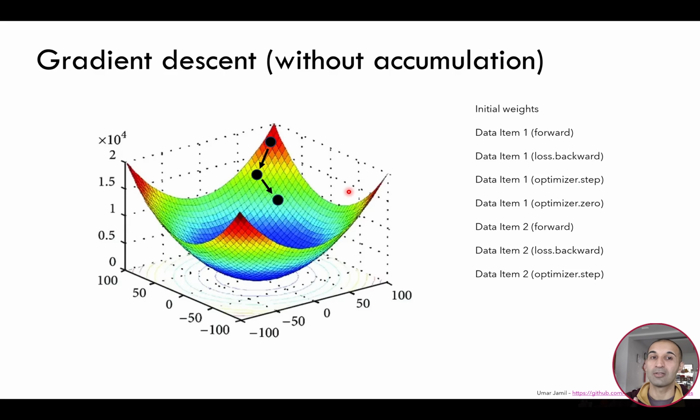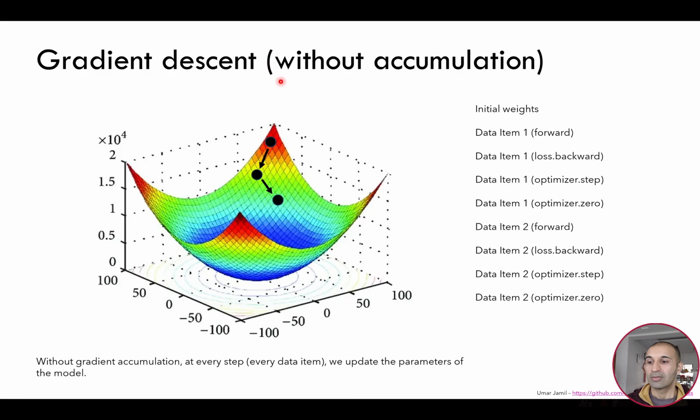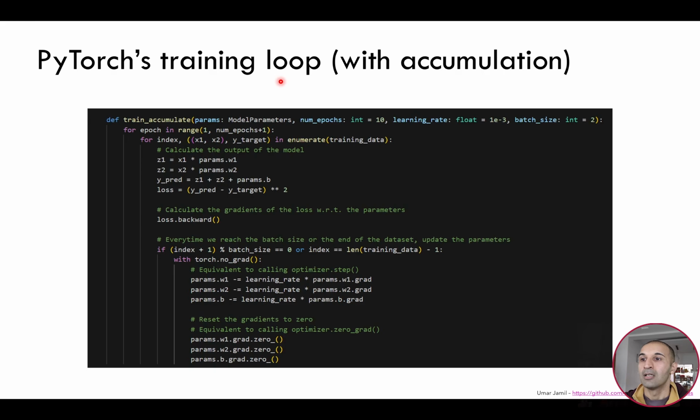So the actual update of the parameter values happens when we call optimizer.step. And finally, we run optimizer.zero, and this will reset the gradient to 0. And this is how gradient descent works without accumulation. Without gradient accumulation, at every step, so every data item, because here we pretend we have a batch size equal to 1, we update the parameters of the model at every step. However, with gradient accumulation, we don't do it at every step. Let's see how it works.